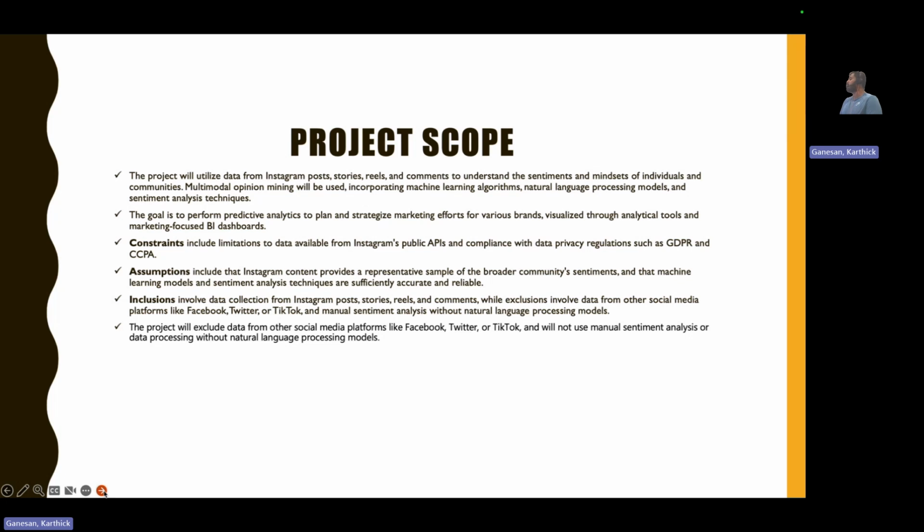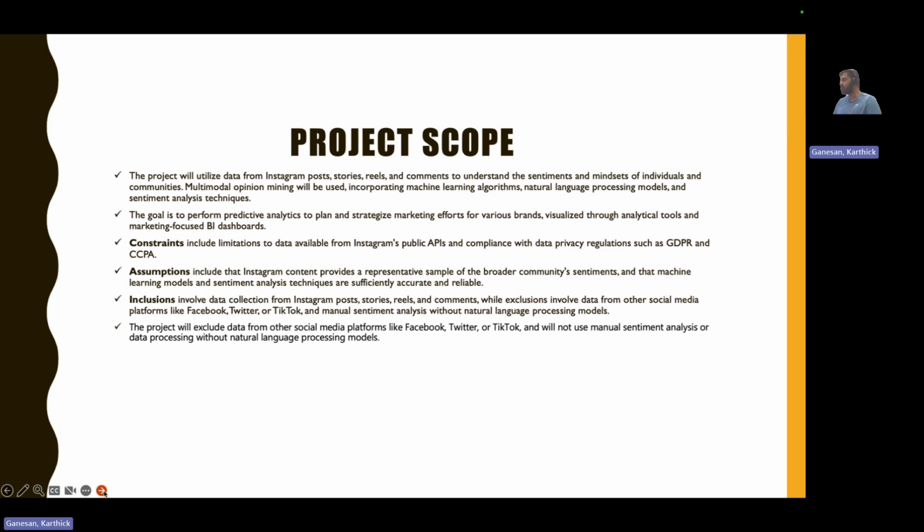Let's discuss the core scope of the project. The scope usually involves what's the database, what's the data pool, what are the limitations that are going to come with the project, what are the assumptions that we are making, and what are we going to include. So ultimately, since this is an opinion mining project, we are going to rely on data from social media, let's say Instagram posts or stories and reels, if you're considering the Instagram social media platform.